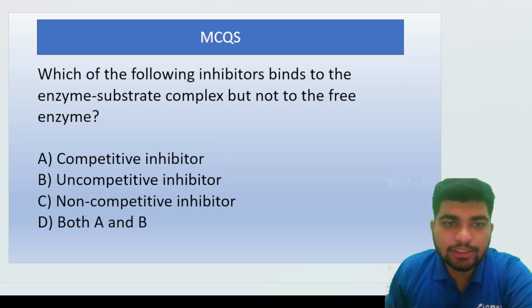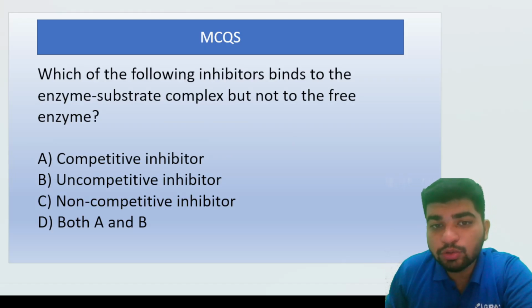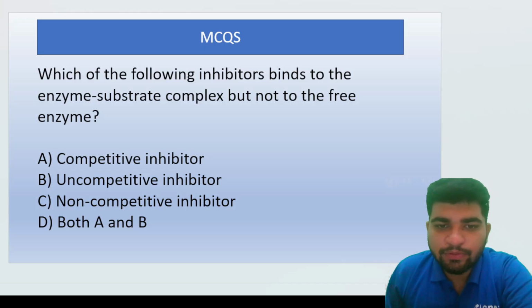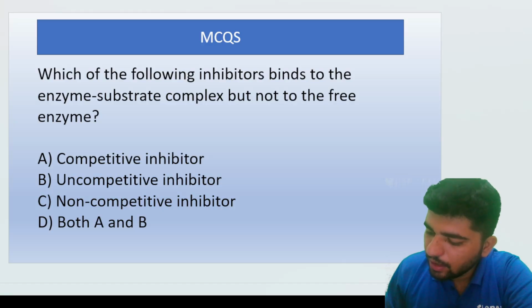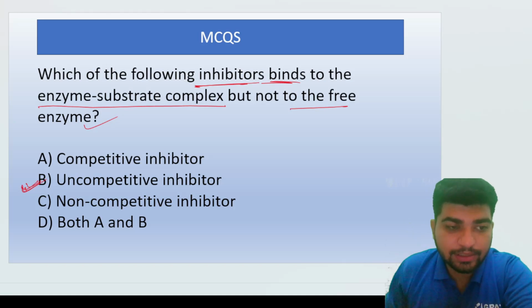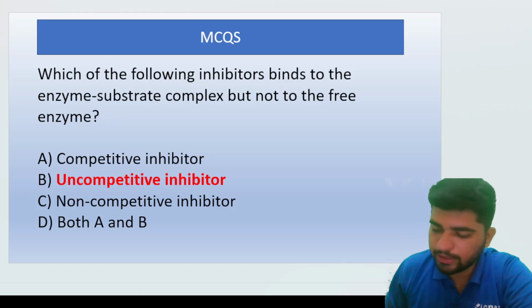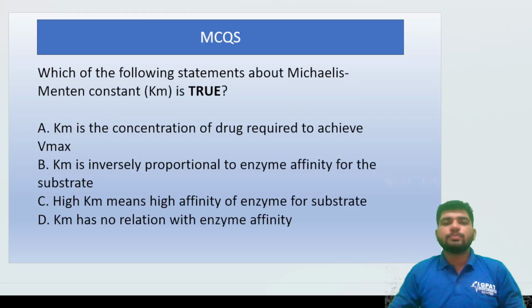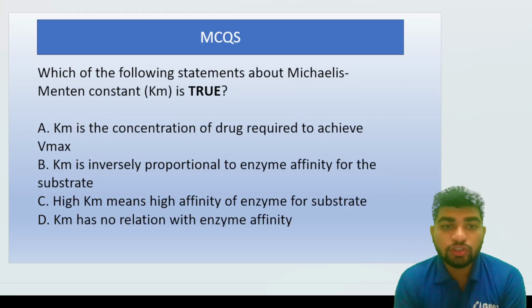Which of the following inhibitors binds to the enzyme substrate complex but not to the free enzyme? Competitive inhibitor, uncompetitive inhibitor, non-competitive inhibitor, or both A and B? 5 seconds to answer. Okay. So I have told you that in uncompetitive inhibition, the inhibitor binds to the enzyme substrate complex, but not to the free enzyme. So uncompetitive would be your right answer. Yes.